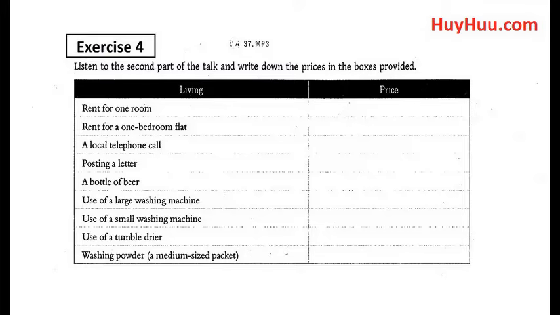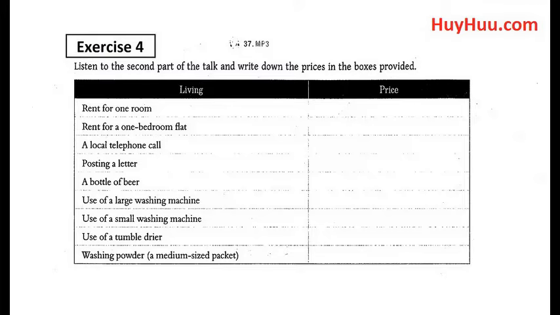Exercise 4. Living in London. Listen to the second part of the talk and write down the prices in the boxes provided. In London, accommodation is another very expensive thing. You would pay about £40 a week for one room. If you want to rent a one-bedroom flat, it will cost more. You would generally pay about £200 per week for it. A telephone call to another London number costs 50 pence, and posting a letter costs 40 pence. A loaf of bread is 40 pence, a bottle of beer is £1.50.